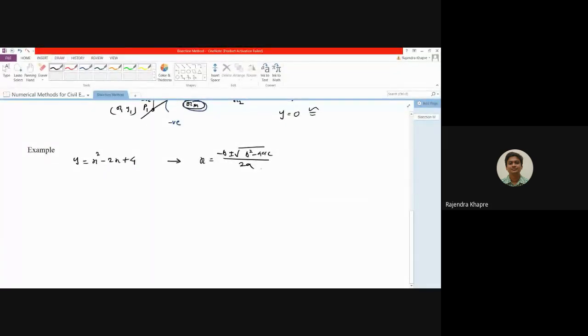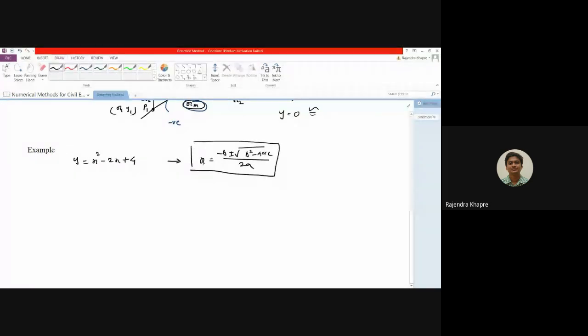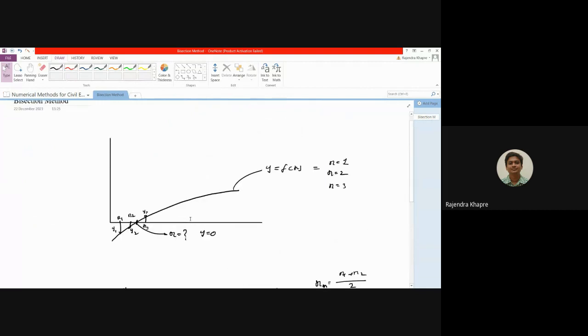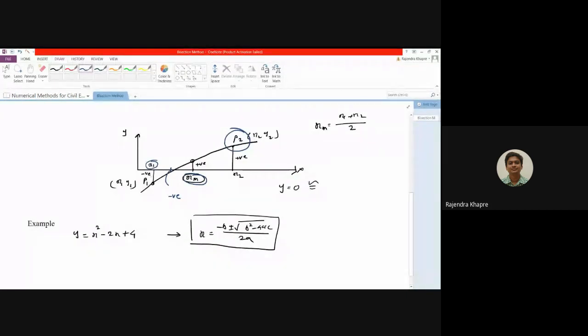So you can calculate the root, but we won't be using this particular expression. We will be going with the bisection method. Now in the bisection method, if you remember, first of all we have to choose 2 points, such that one point is on the positive side, like shown in this particular figure, and the other point should be on the negative side.